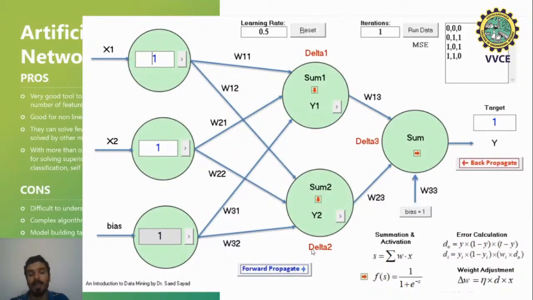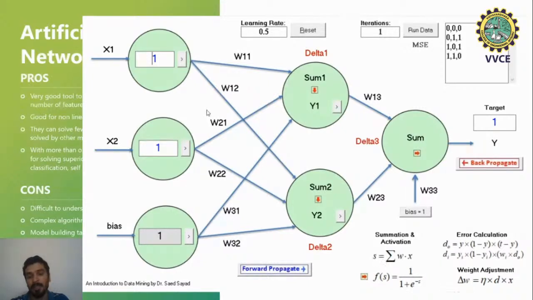Now if you see, there is a reset button. This is nothing but your model initialization. We'll talk about that. This iterations is nothing but your epochs. And then there is something called run data. We'll talk about that. But before that, summation and activation: your summation is nothing but our aggregation function, and activation function, in this case, is your sigmoid function.